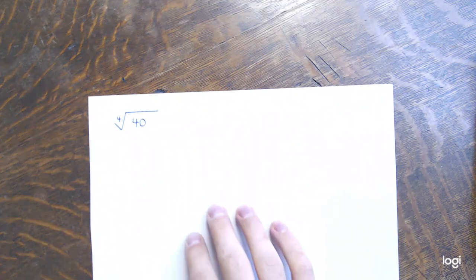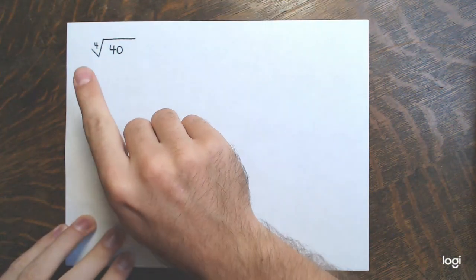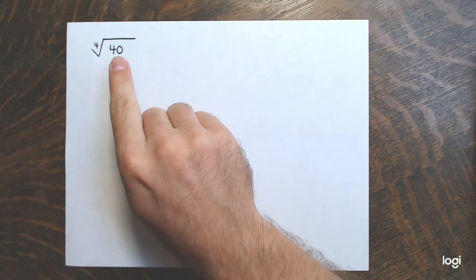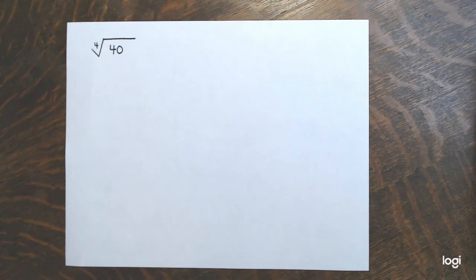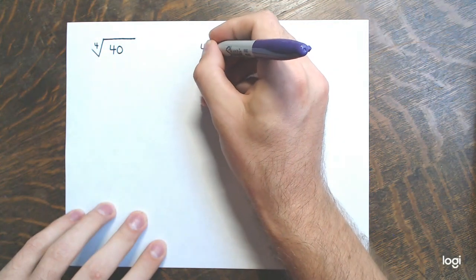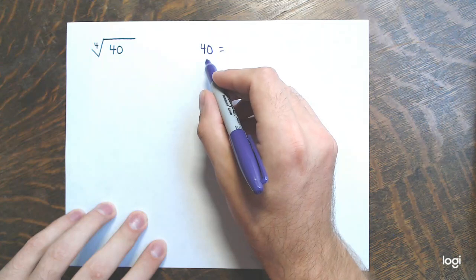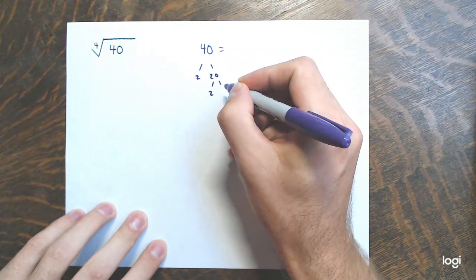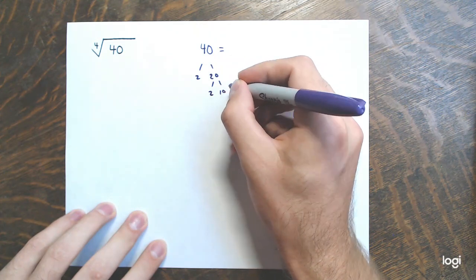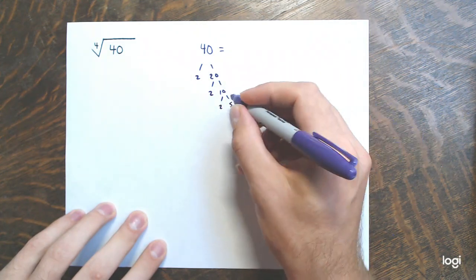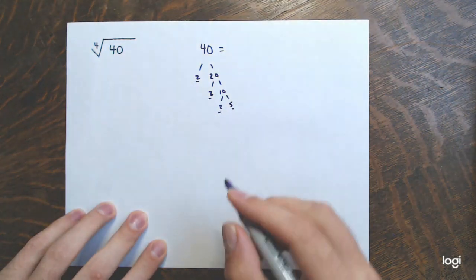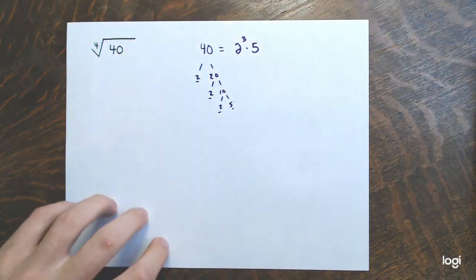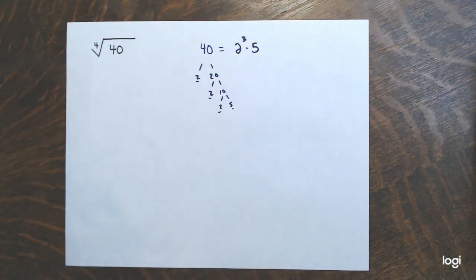I've got just a few more. Here we're taking the 4th root. Notice the index is 4, right? The 4th root of 40. All right, so I'm going to do that thing where I break down 40 completely. Now 40 is 2 times 20. 20 is 2 times 10. 10 is 2 times 5, and there's 2, 2, 2, 5, all the primes. That's 2 to the 3rd power times 5 to the 1st power. 8 times 5 is 40.